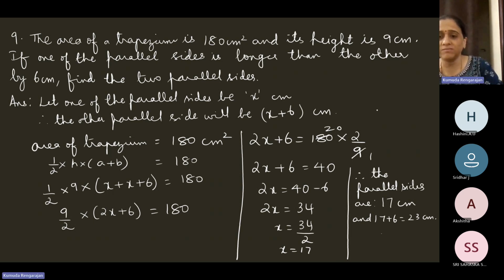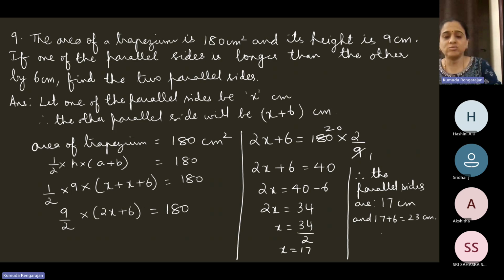Now please work in the same fashion with x and x minus 6, children. Assume the sides to be x and x minus 6. Work this out.